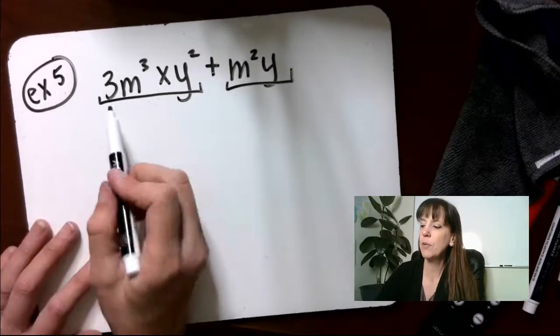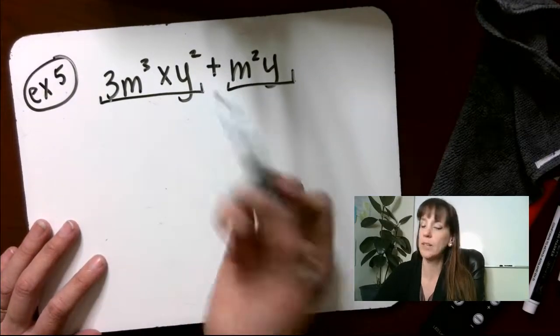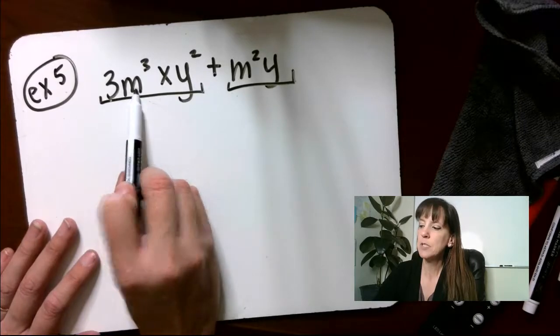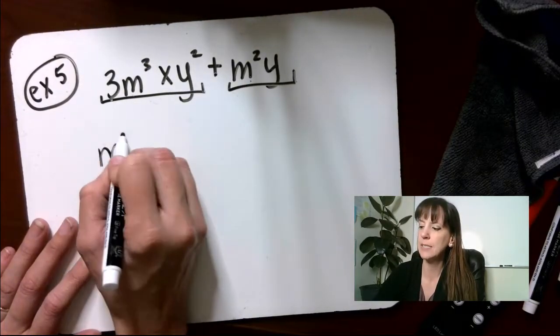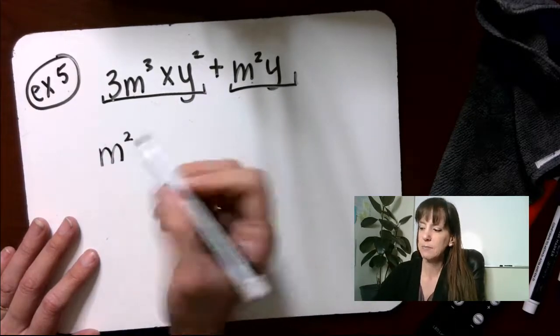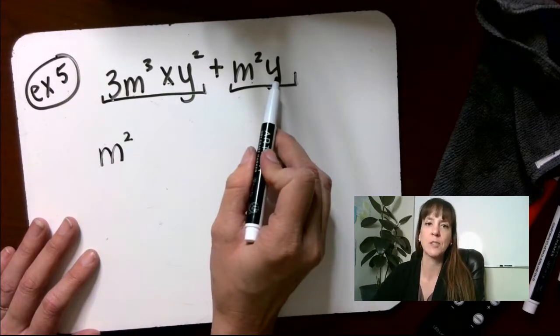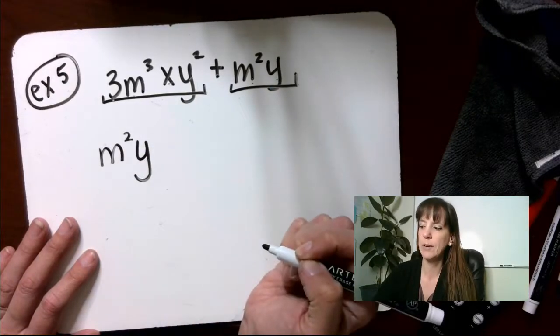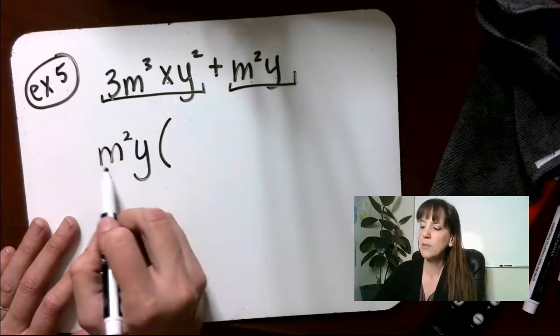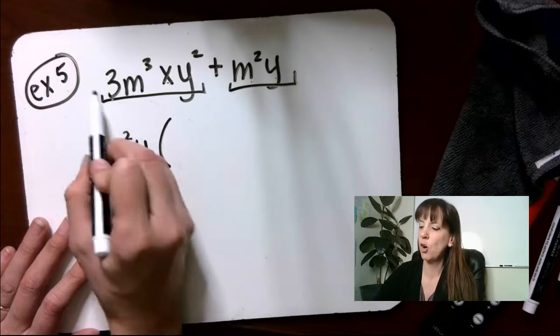Well, the first one, we don't have a 3 because this is a 1, so I can't take a 3 out. M squared, m to the third, m squared. The biggest we can take is an m squared. X, I can't take it out because there's no x's over here. Y squared, y to the 1, the most I can take out is y to the 1. Okay, so what do I need to multiply all this by to get all this?